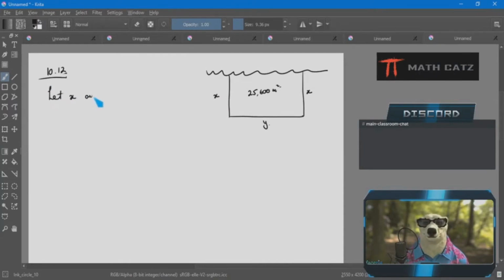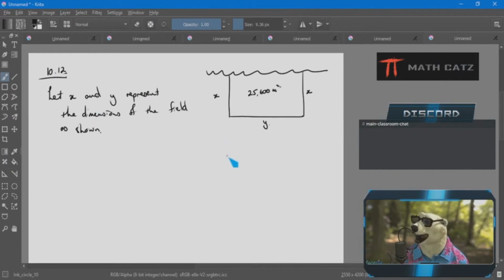Let x and y represent the dimensions of the field as shown. I don't need to be too detailed, but I need a sentence. My picture can help my sentence, but it does not stand alone.